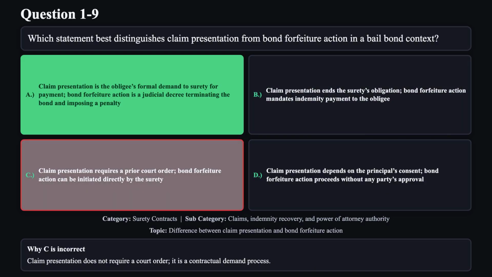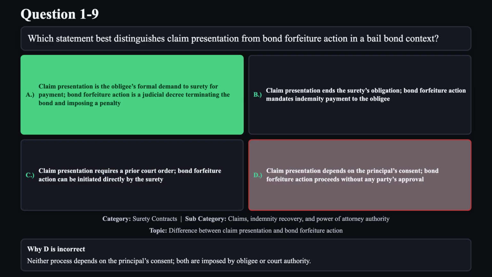Reason C is not correct. Claim presentation does not require a court order. It is a contractual demand process. Reason D is not correct. Neither process depends on the principal's consent. Both are imposed by obligee or court authority.